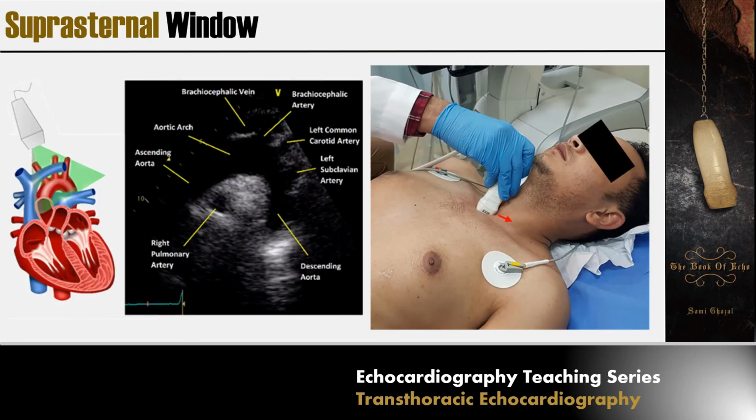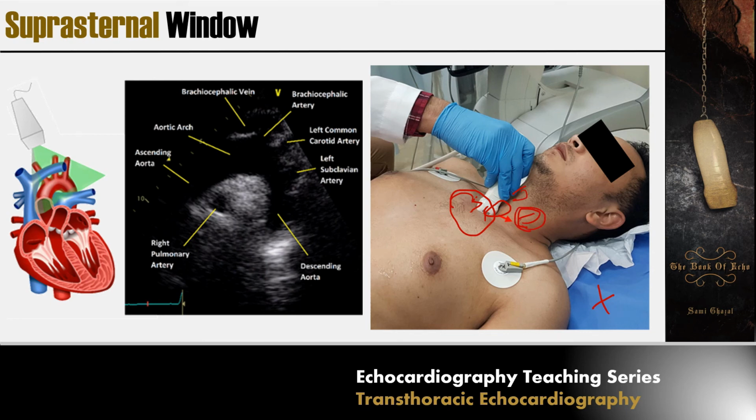For the suprasternal window, we will remove the pillow and ask the patient to extend his neck a little bit, as well as to look a little bit to the left side. So we will have room to place our probe in the suprasternal or above the suprasternal notch here, in a way that the index mark is pointing toward the 1 o'clock position. So the center here is 12 o'clock and this is the 1 o'clock position.